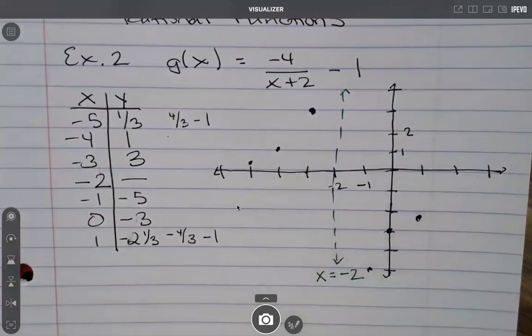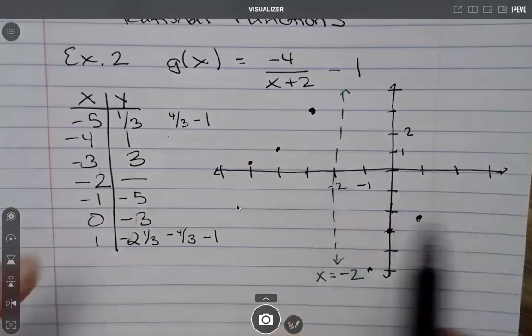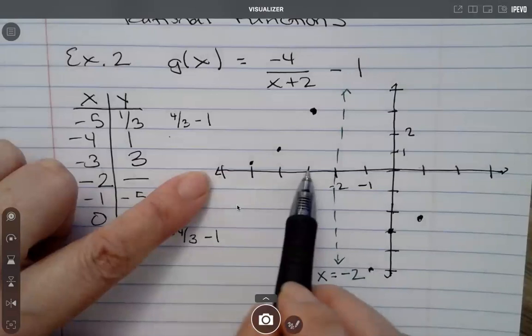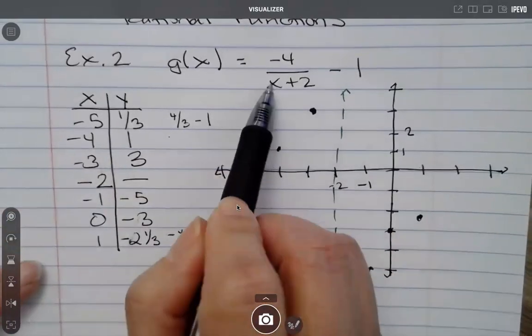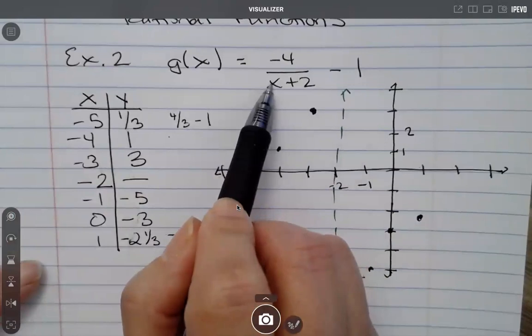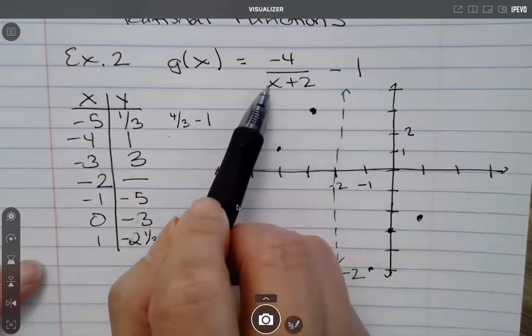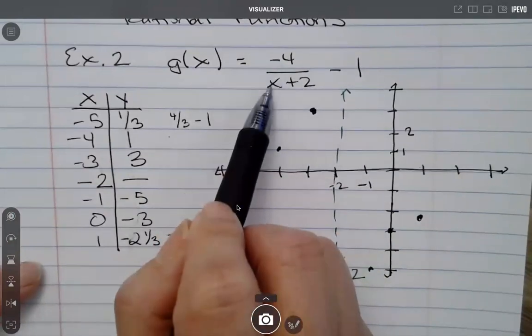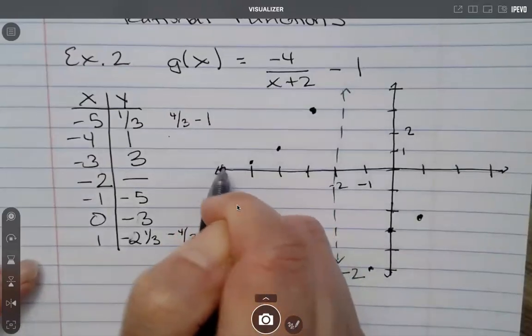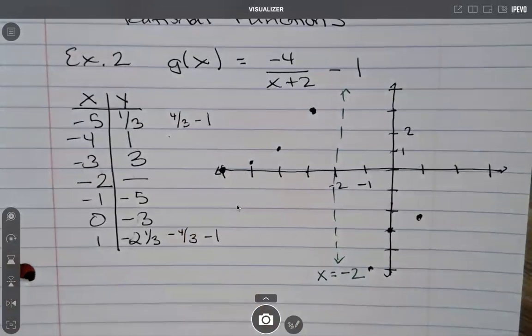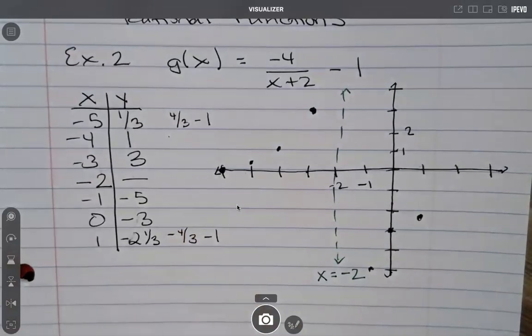Okay, so I'm actually going to put in 2 more points just to make sure. Why? Because I want to take my time. I want to make sure that it's accurate. I'm going to plug in 3, 4, 5, 6, -6, because I can do it in my head. -6 plus 2. -4 divided by -4. 1 minus 1. Oh, look at that. That is not the asymptote because there's a point there.